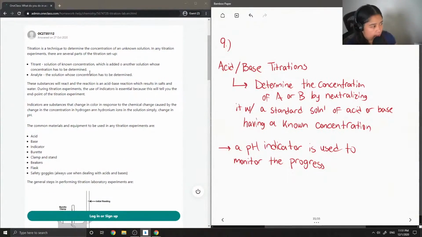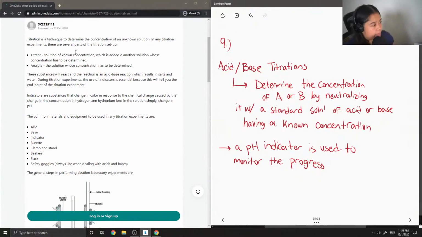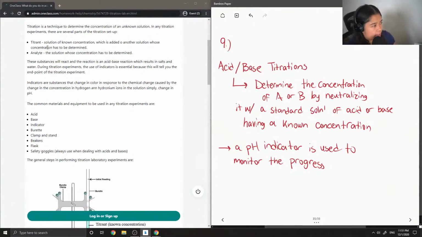Titration is a technique to determine the concentration of an unknown solution. In any titration experiments, there are several parts of the titration setup. You have the titrant, which is the solution of known concentration, which is added to another solution whose concentration has to be analyzed. So this is like our standard solution. And the analyte is the solution whose concentration has to be determined.